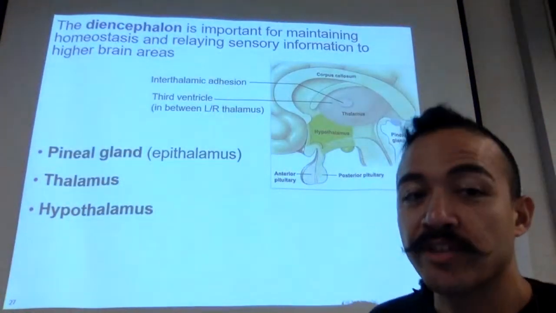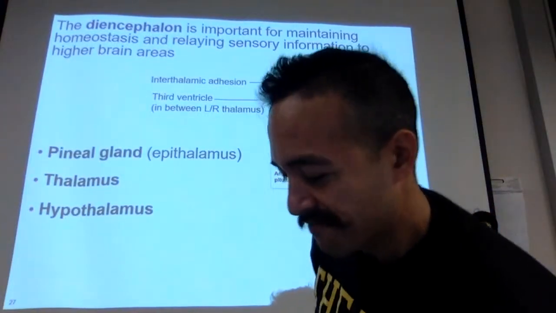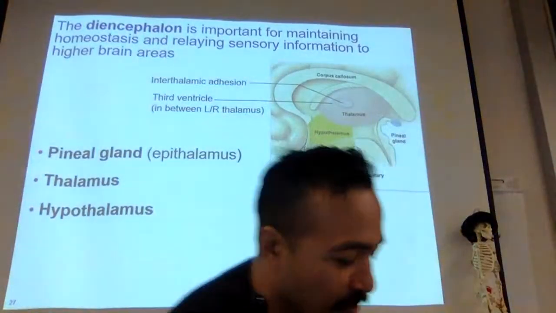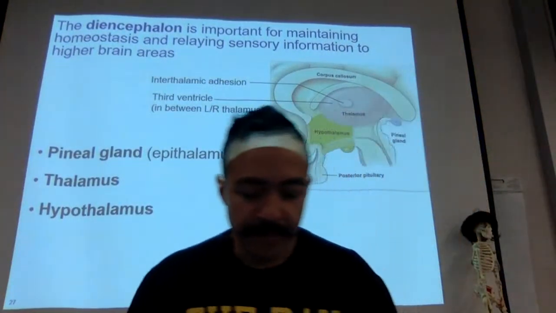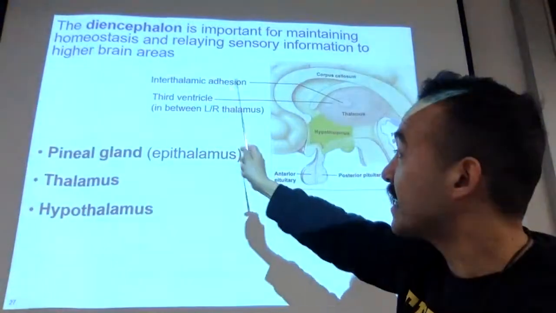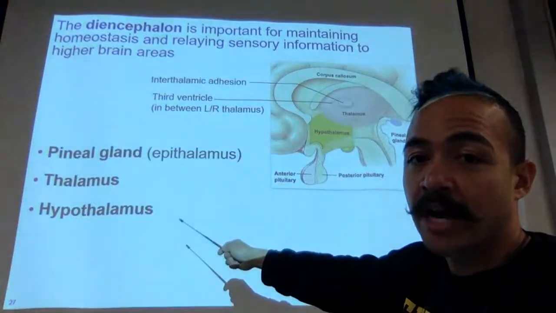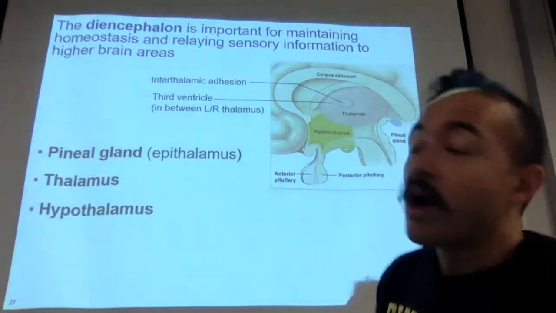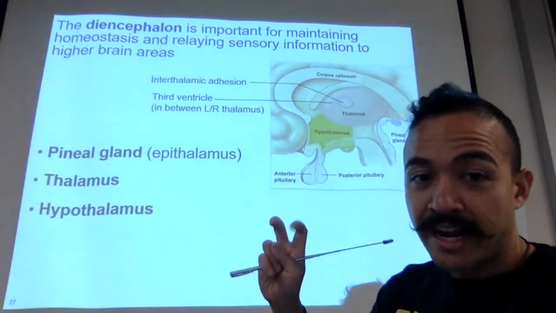Step one. So we just went over the cerebrum. Let's go over the diencephalon. Diencephalon refers to three brain areas: the pineal gland, the thalamus, and the hypothalamus. All together, they make up the diencephalon.